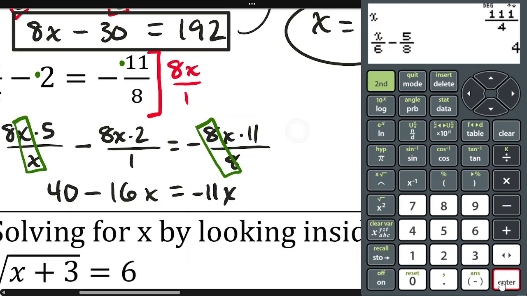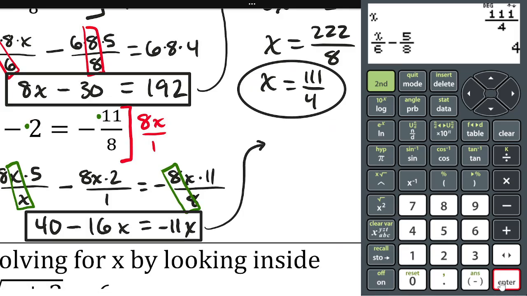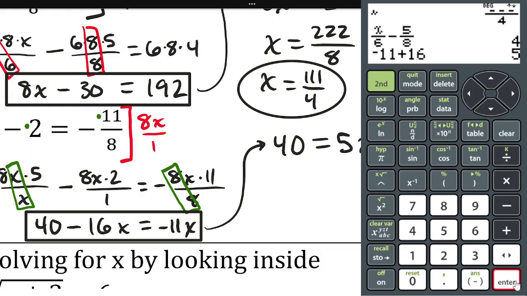What I do now is, for clarity, I'm going to box this. This is where it's at with no fractions. But we need to do more to this to solve it. So I'm going to go ahead and add 16x to both sides. So when I add 16x to the left-hand side, it's going to become the number 40. And on the other side, I've got negative 11, and I'm going to be adding 16 to that. Negative 11 plus 16 is going to give me exactly 5. So this is going to become a positive 5x.